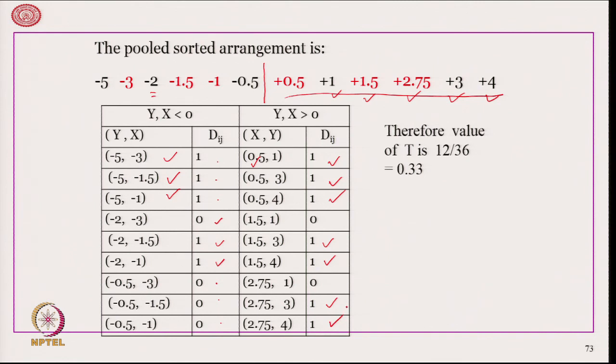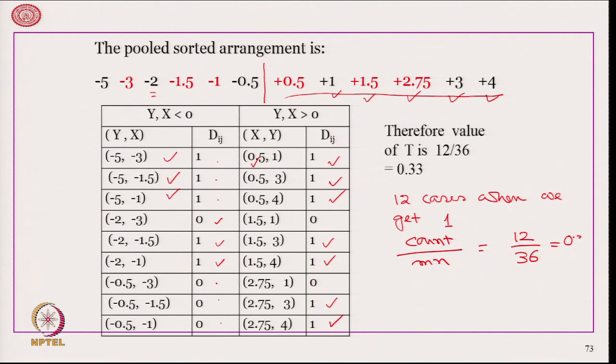Therefore, there are 12 cases when we get 1. Therefore, as we have said, the value of t is this count divided by m n, where m is equal to 6 and n is equal to 6. Therefore, 12 by 36 is equal to 0.33. So, that is how the t statistic is computed.